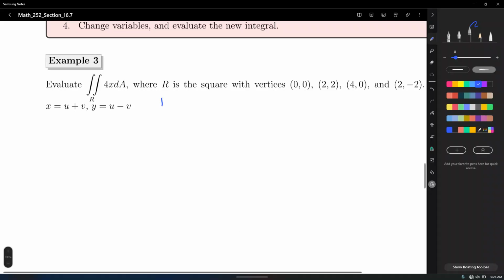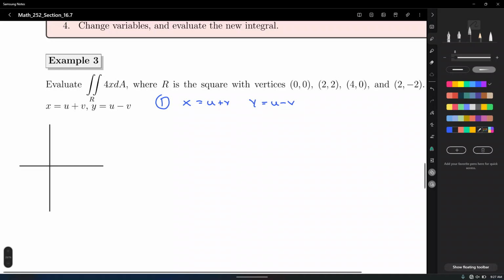So number 1, determine the appropriate substitutions. Well, again, we're given those substitutions, but I'm going to write them again because I will need to do some algebra to this later: x equals u plus v and y equals u minus v. So number 2, sketch the region. So I'm going to sketch the region given by these points.